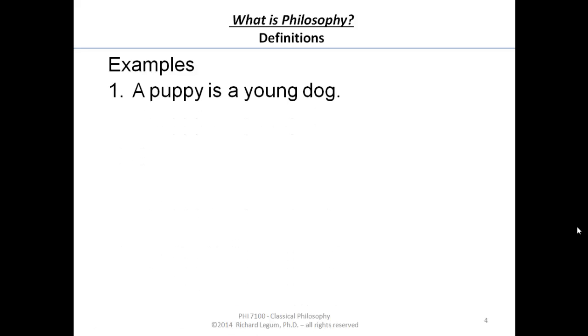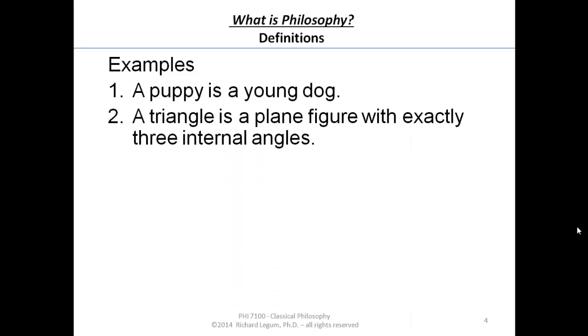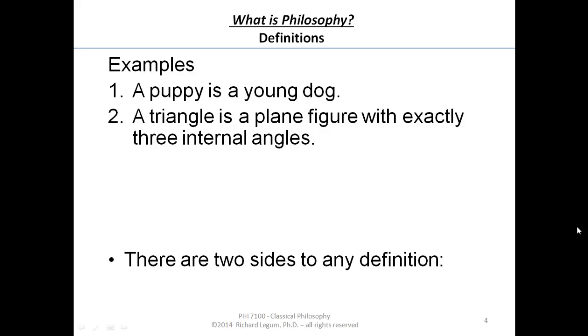First example, a puppy is a young dog. Definition of what a puppy is. If you knew what a dog was, you knew what young was, this would be a very helpful definition. Second one, we get definitions like this in mathematics all the time. They say in geometry, a triangle is a plane figure with exactly 3 internal angles. Both of them are definitions of certain terms. The first one, puppy. The second one, triangle.